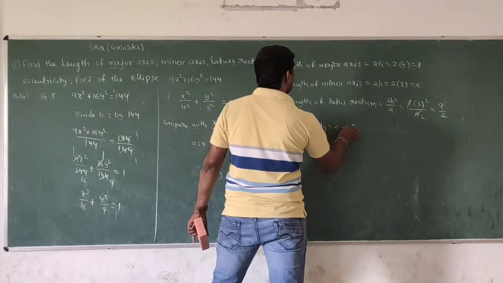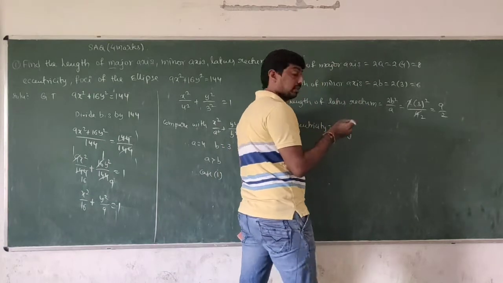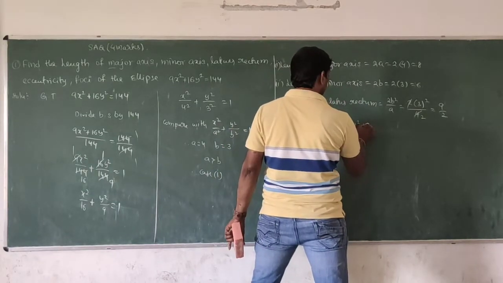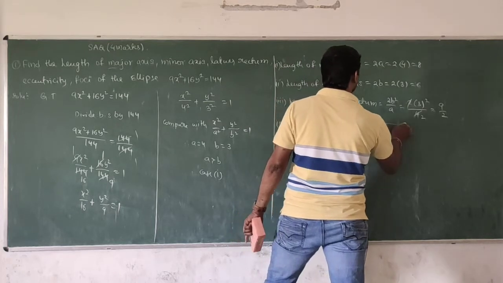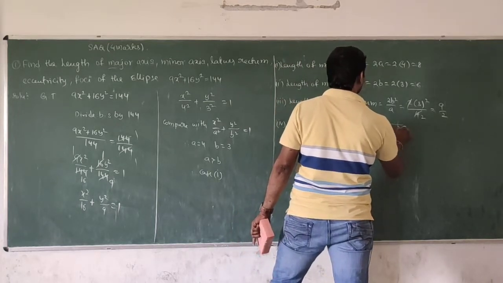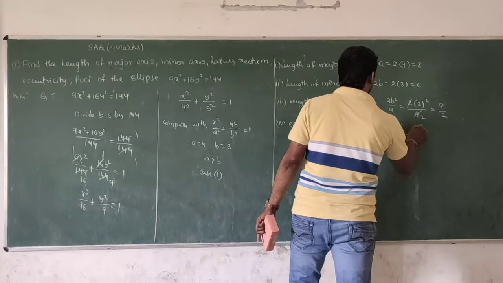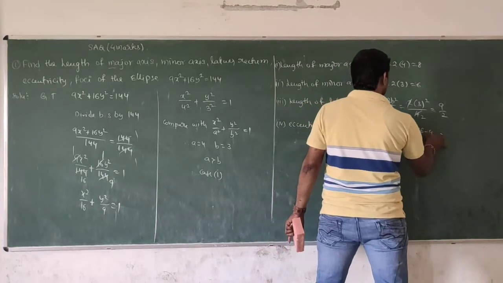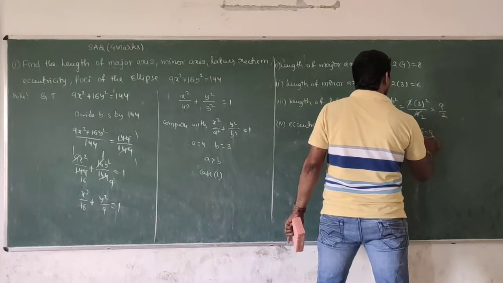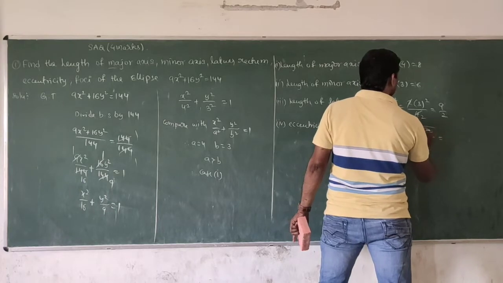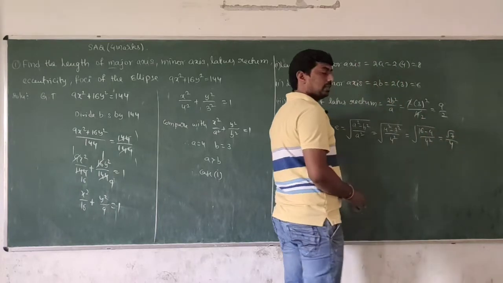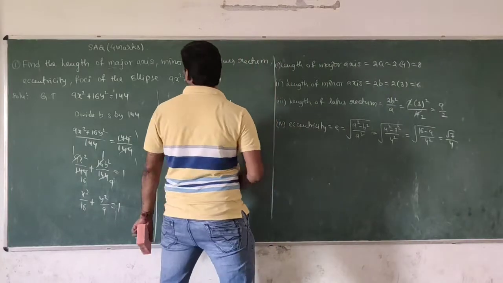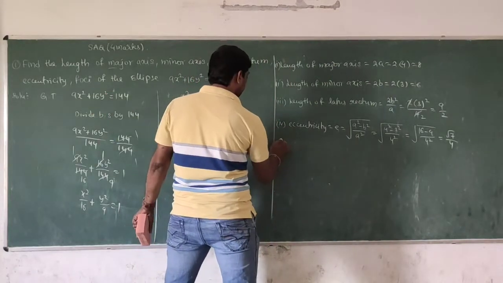Next, eccentricity. Eccentricity formula: e equals square root of, in case 1, yes, a greater than b, that's why a square minus b square by a square. A value 4 square minus 3 square by 4 square. 16 minus 9 by 4 square. 16 minus 9 is 7. Root 4 square means 4. So eccentricity equals root 7 by 4.